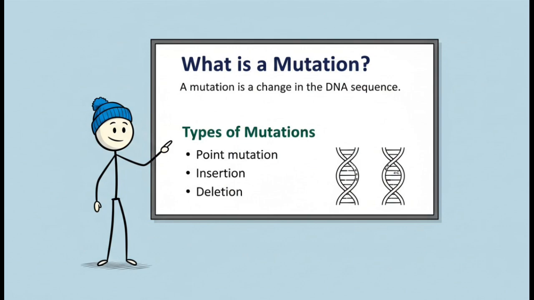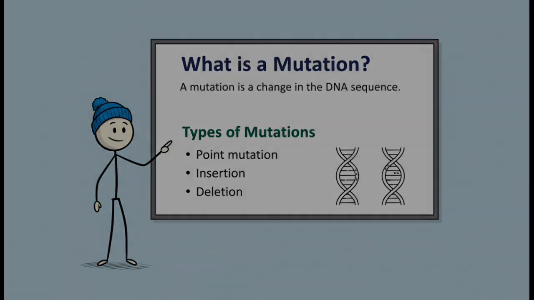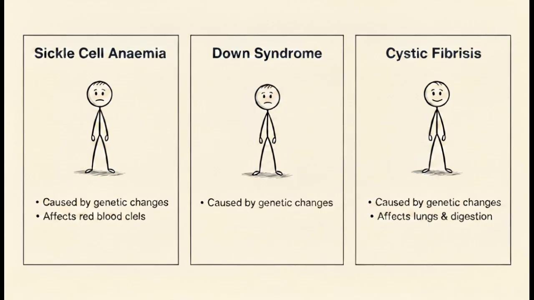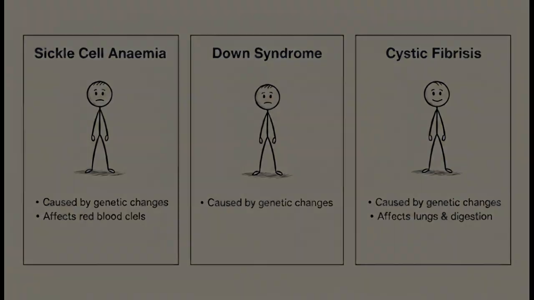Now let's look at mutations and genetic disorders. A mutation is simply a change in the DNA sequence. Mutations can occur through point mutations, insertions, deletions. Some mutations lead to genetic disorders, such as sickle cell anemia, Down syndrome, and cystic fibrosis.